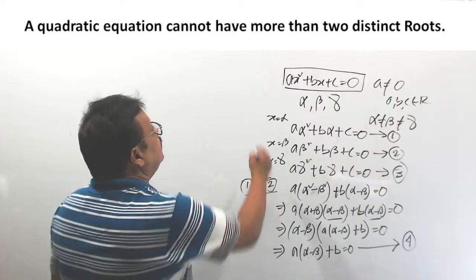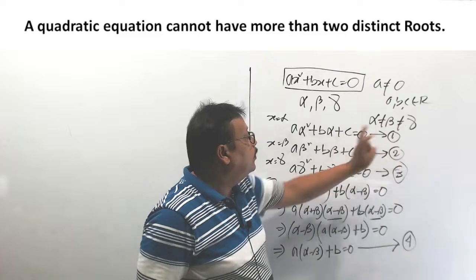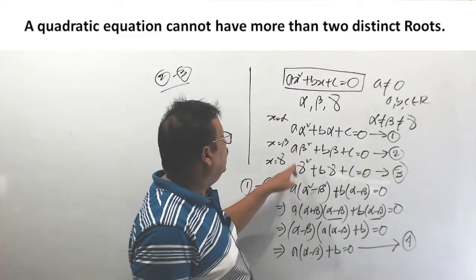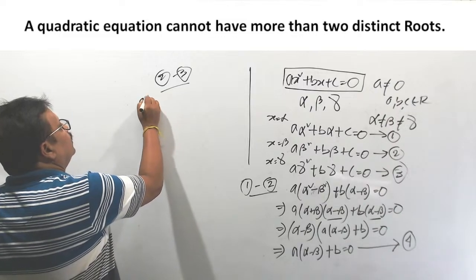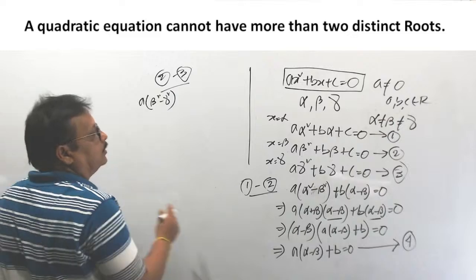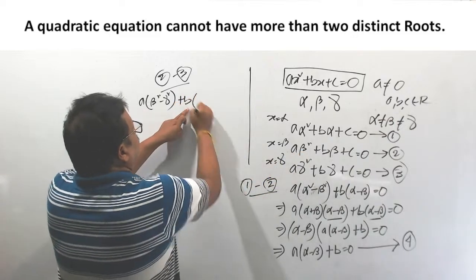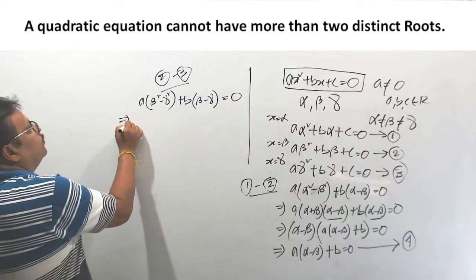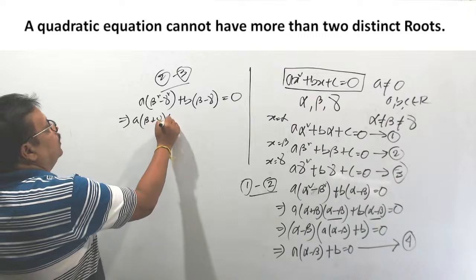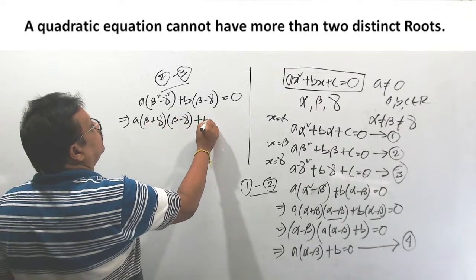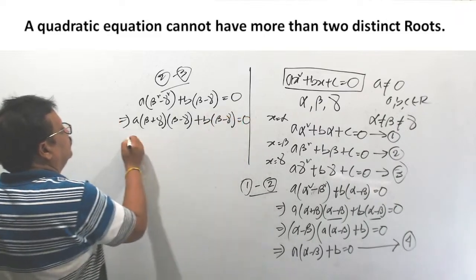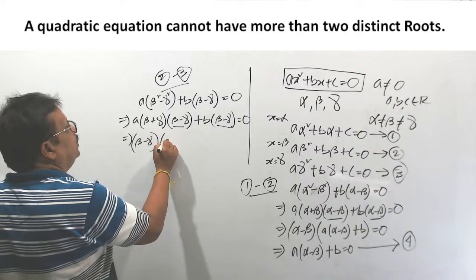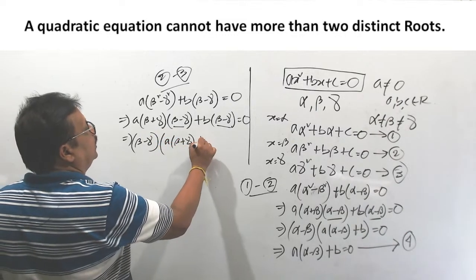Understood? Now come here. Again subtract 3 from 2. What will you get? A common. Same procedure. A into (beta square minus gamma square) plus b into (beta minus gamma), c cancels with 0. Understood? This implies a into (beta plus gamma)(beta minus gamma) plus b into (beta minus gamma) equal to 0. Take common beta minus gamma. Then what will remain here? A into (beta plus gamma) plus b equals 0.